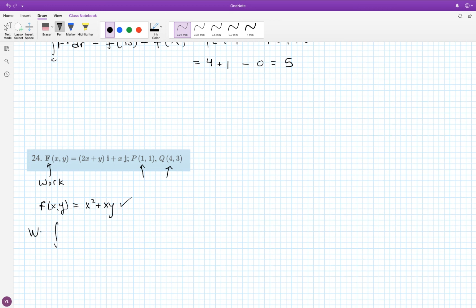So the work done is the line integral of this vector field across basically any curve from here to there. And now that I have my potential, I can just plug in the ending point minus the initial point, and there you go.